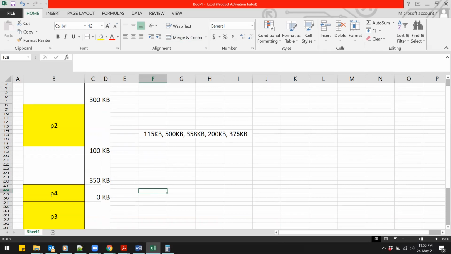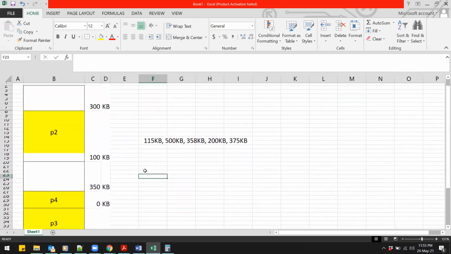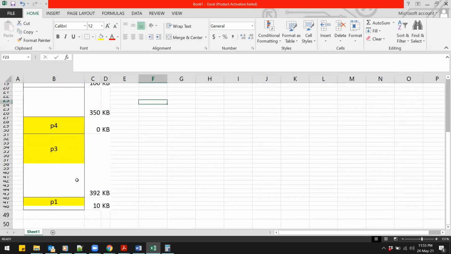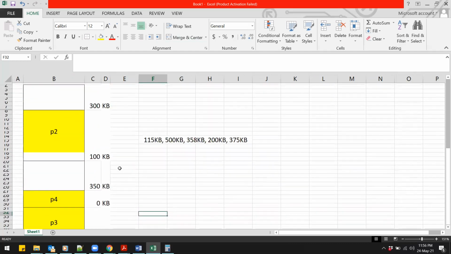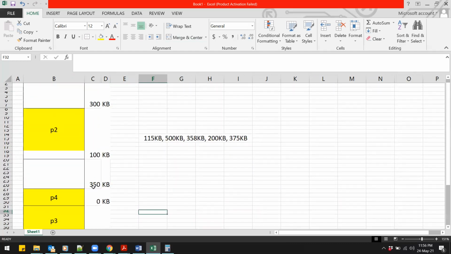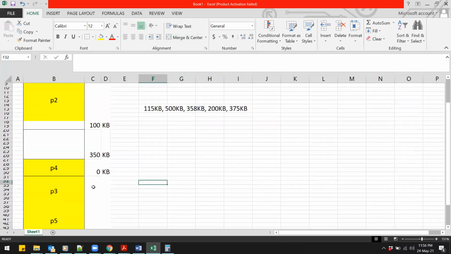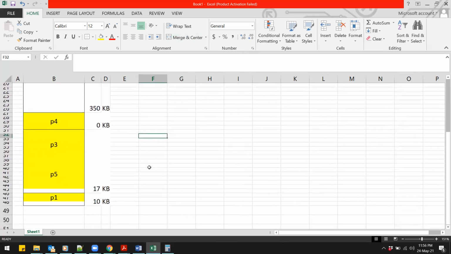And then lastly, 375. So 375 will fit in here. So in this, we are left with 17 kb. And that was P5. Right, so this is how the processes are placed in the segments. And these are the remaining sizes of the segments after all the processes have been assigned to the memory.